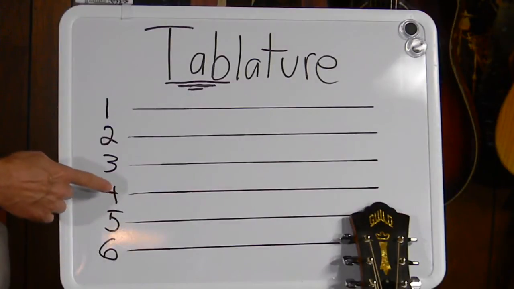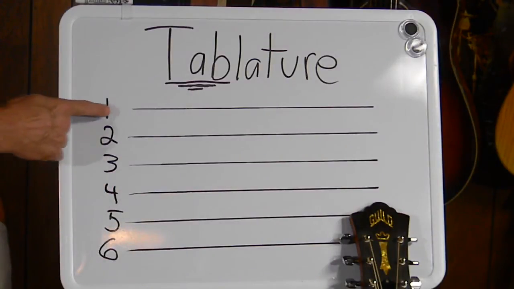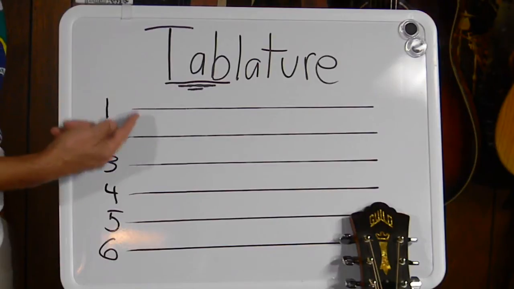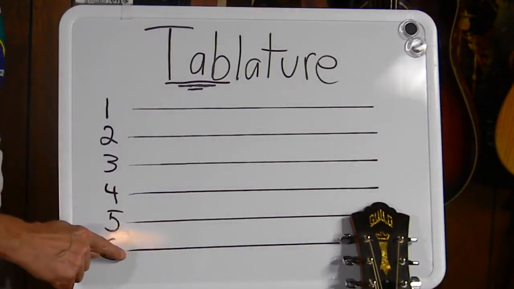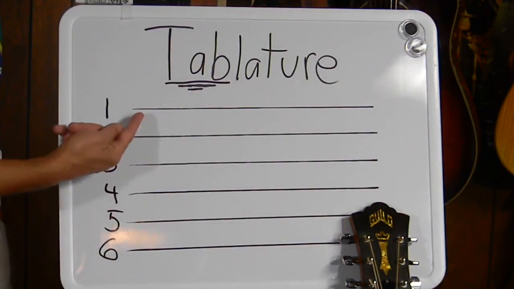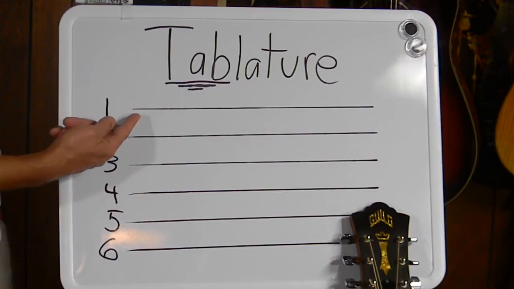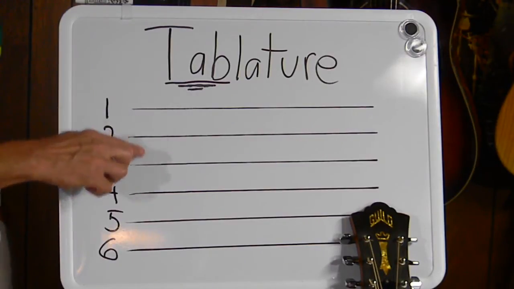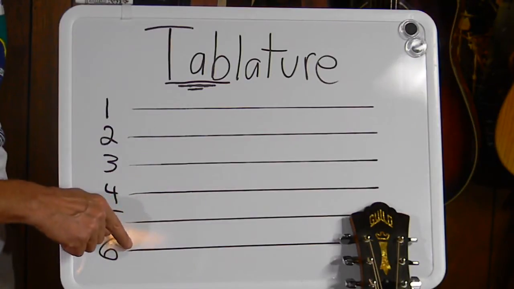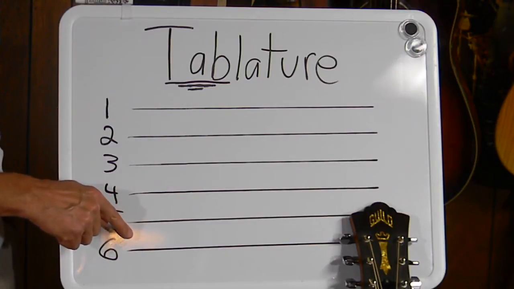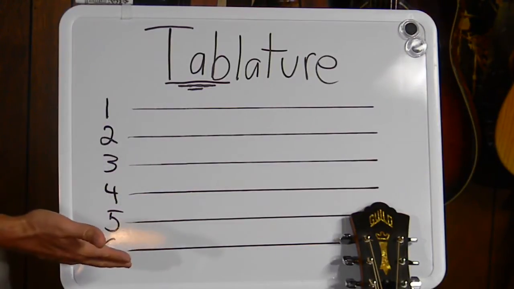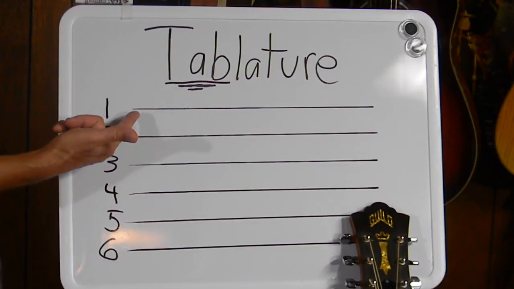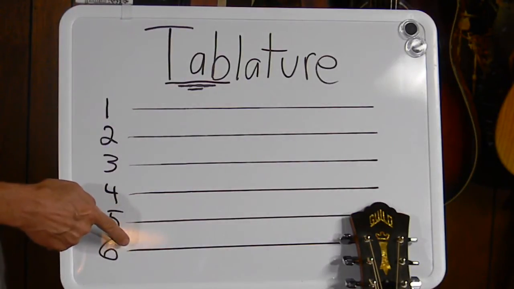And when we look at it, this high line up here, the highest one, not this low one down here, but this highest one up here will be the highest sounding string on the guitar. And this one down here, this lowest line, will be the lowest sounding string on the guitar. I think that's an easy way to remember which is which. The highest line is the highest sounding string. The lowest line is the lowest sounding string.